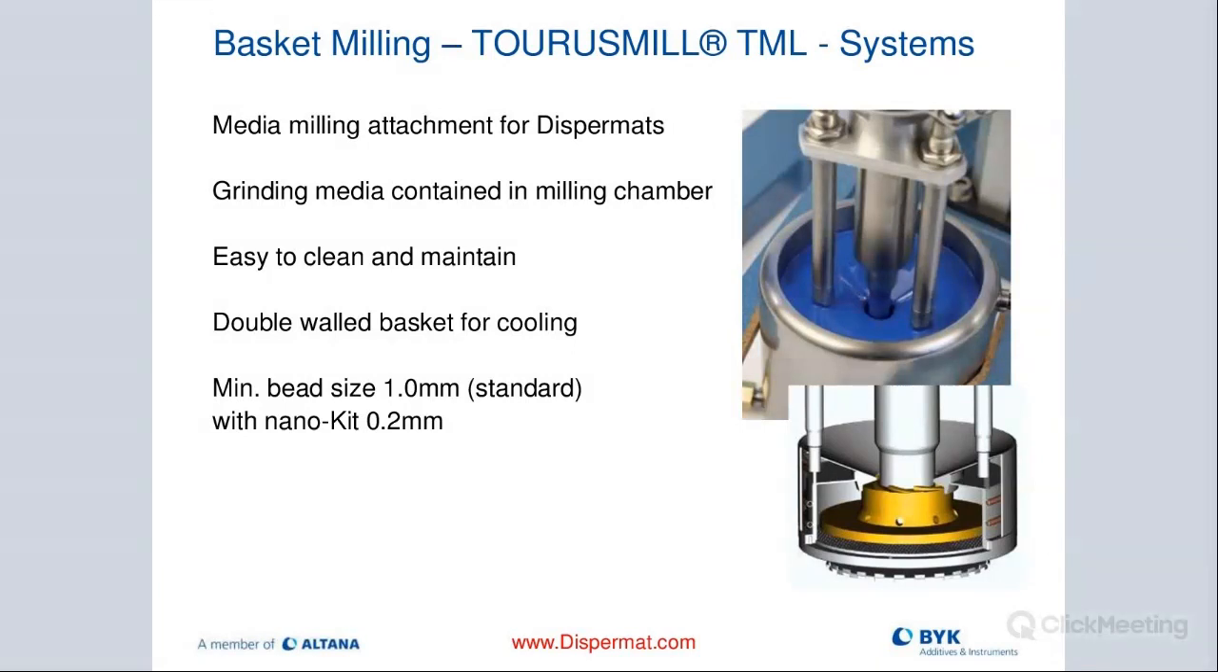So if you're trying to enhance your production capability, you're now able to disperse with one machine and then just put a basket mill onto the same machine. Or we also have combination systems that already include the basket mill, so you don't have to switch containers around. So there are a lot of advantages to a system like that, even for manufacturing.